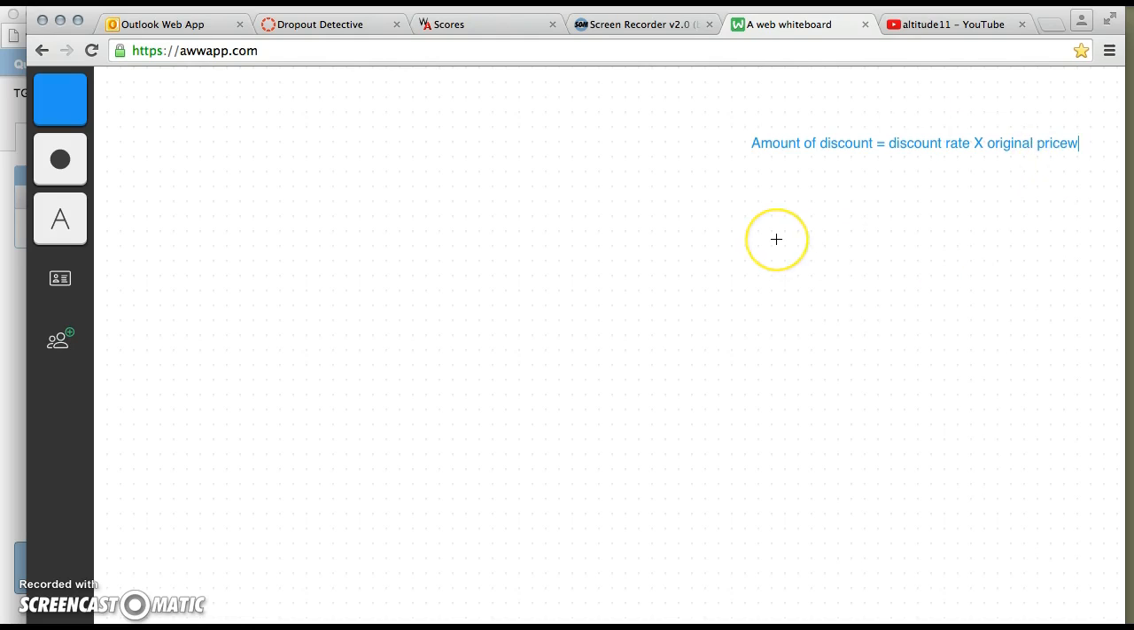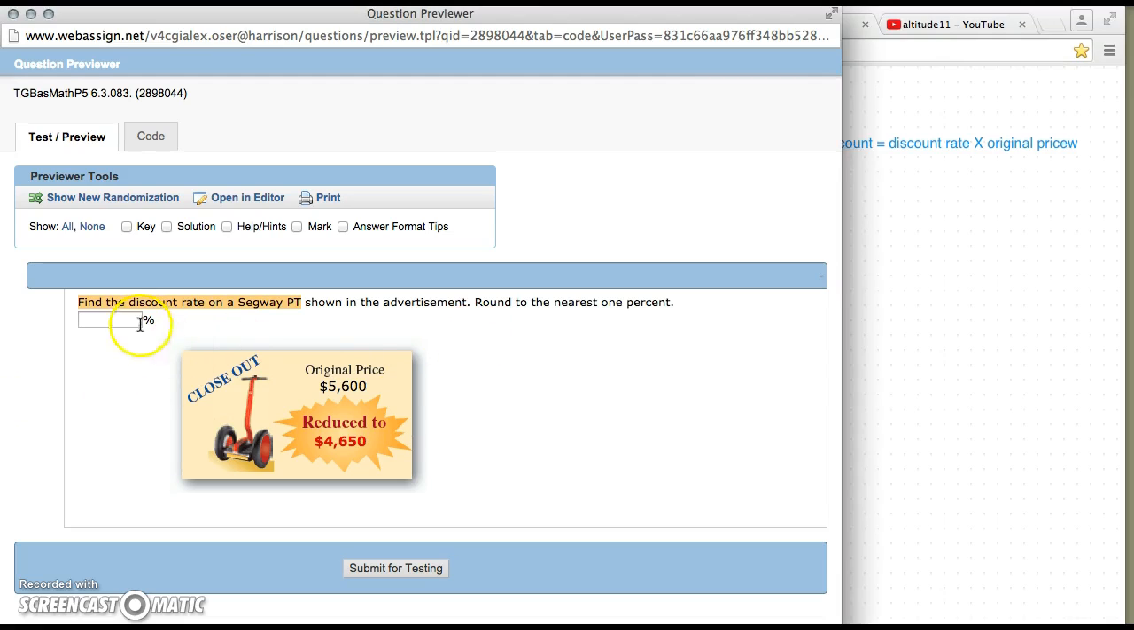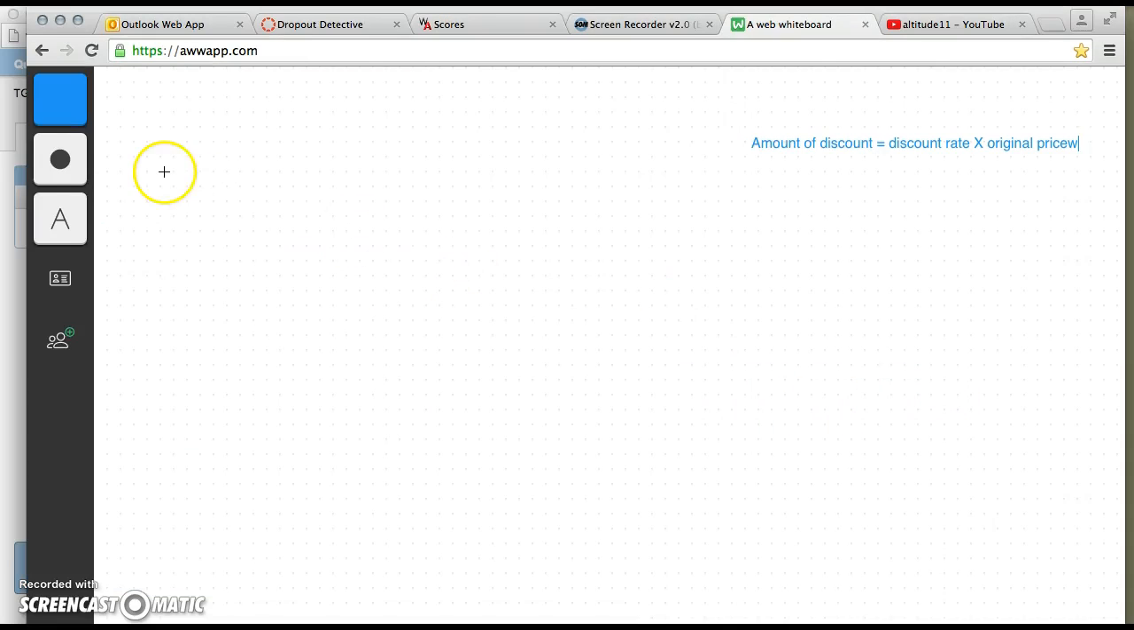Alright, so this is the formula that we're going to want to use. We're going to have to plug in some values here, and then we'll use a variable for the unknown value that we do not know. In this case, it says that we need to find the discount rate. So that is what is unknown. That's going to be our variable. Since I already used this capital X up here for multiplication, we will use R for our discount rate.